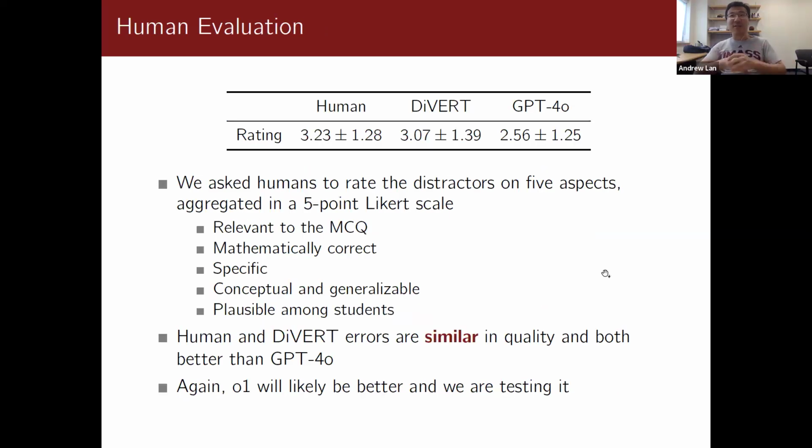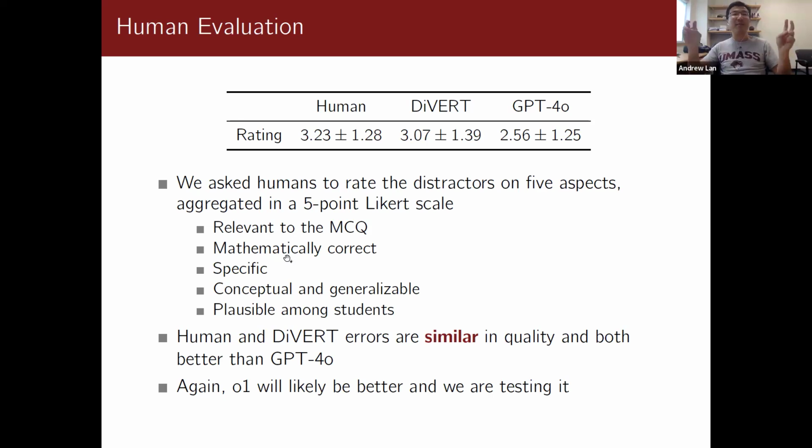And we also obviously need to conduct a human evaluation for, in this case, the error representation quality. For errors, it's really hard to characterize what is a good error and what is a bad error, what's plausible, right? So we have to resort to human evaluation. We asked experienced human teachers to rate the quality of distractors on 5 different aspects.